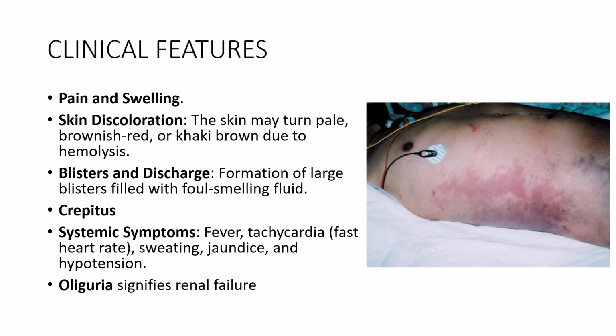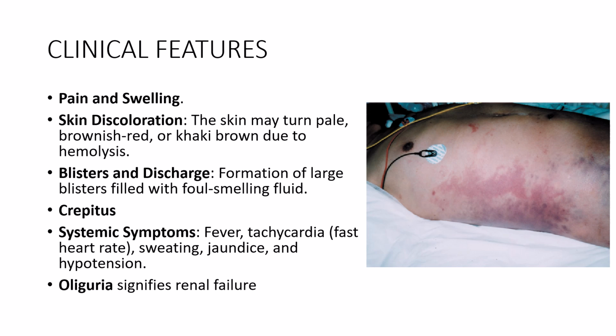In the advanced stage, that is tissue necrosis, there is a blue or greenish black color, which shows the extensive necrosis and tissue death. Then we have the foul smelling discharge at the last, that is brownish with gas bubbles, and this gives the crepitus over there. So blisters and the discharge, that is the formation of large blisters filled with foul smell, is found. Then we have the crepitus. Crepitus can be felt over the region.